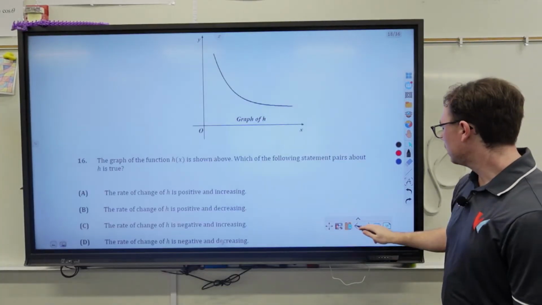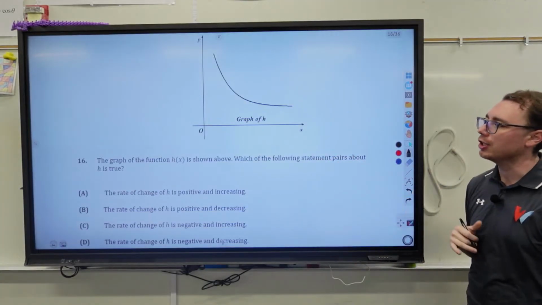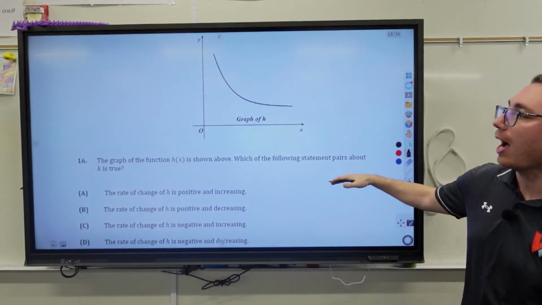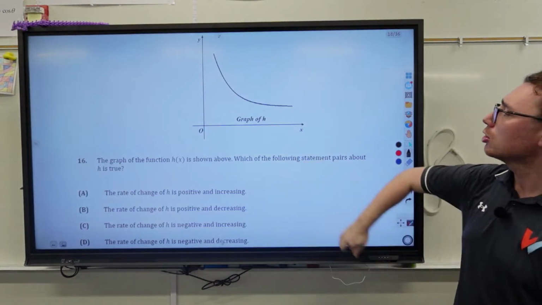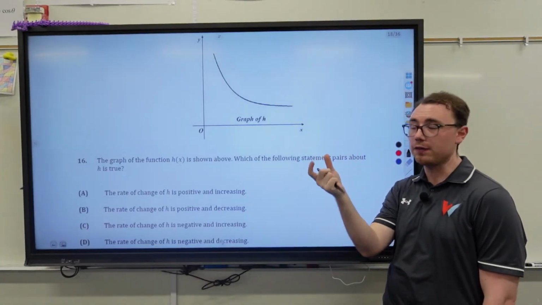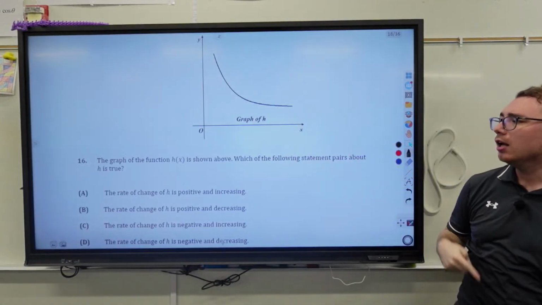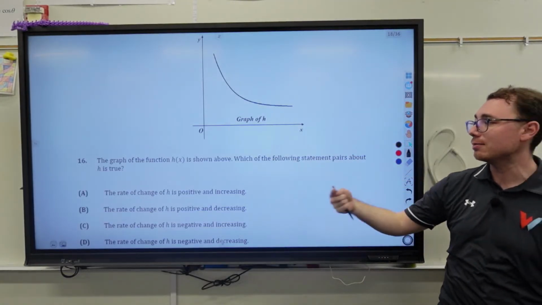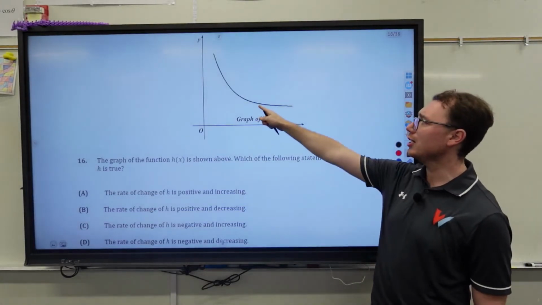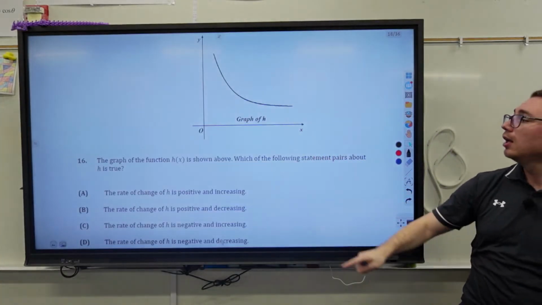We now want to take a look here at problem 16. For problem 16, the graph of the function h of x is shown above. Which of the following statement pairs about h is true? So we want to just take a look at this concave up graph here that is decreasing over time. For part A, the rate of change of h is positive and increasing.